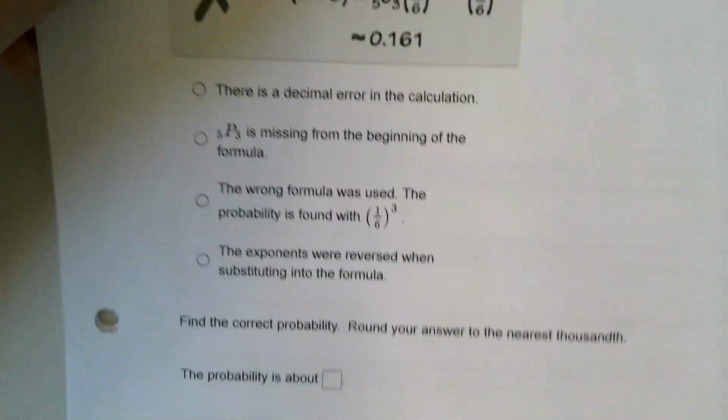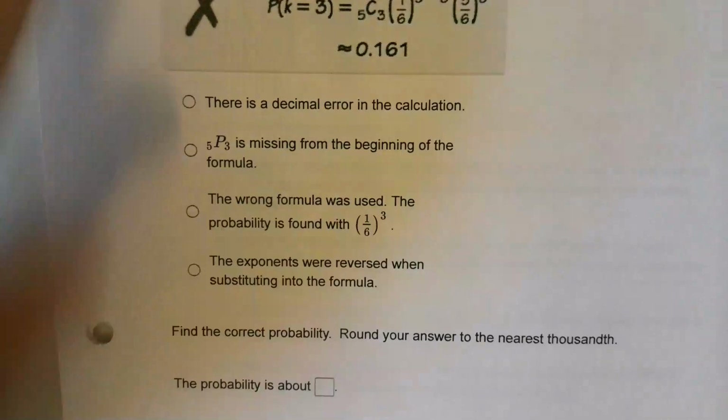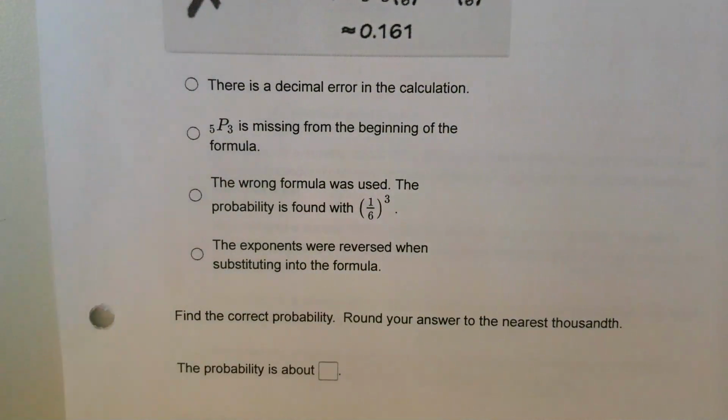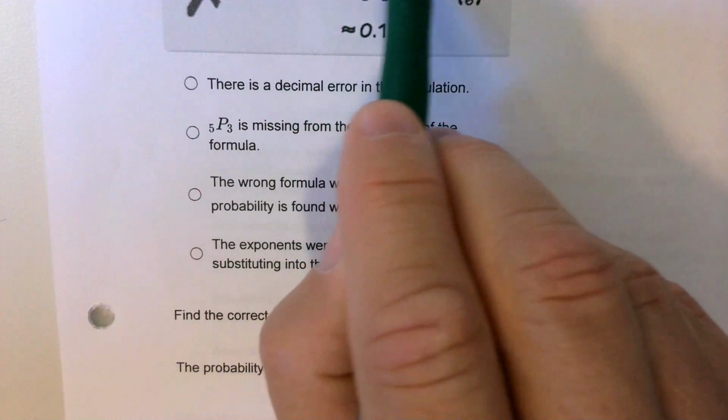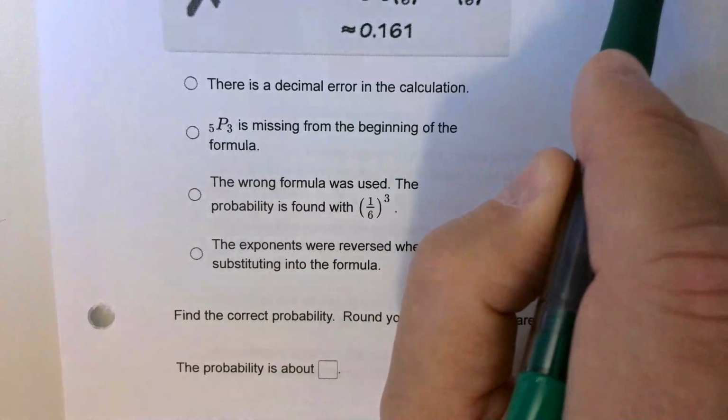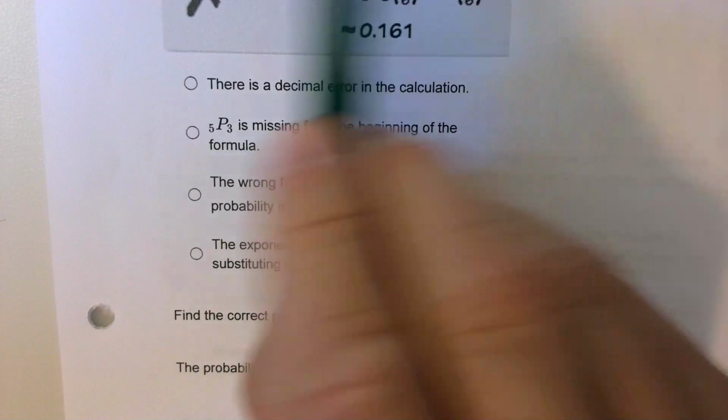Okay. Flip the page. Oh my gosh, this is the last one. I didn't ask for a lot from you guys on this stuff, but I do want you to see it. This one says, describe the error in calculating the probability of rolling a 1 exactly 3 times in 5 rolls of a 6-sided die.